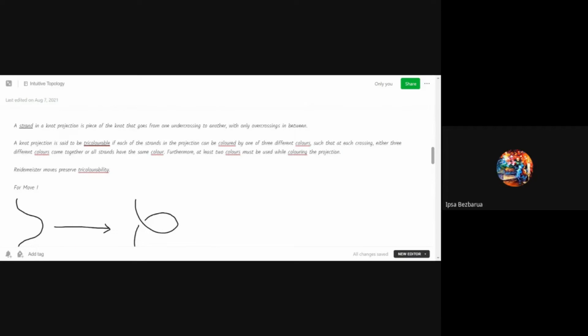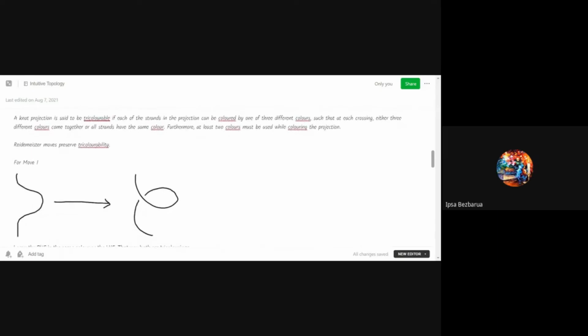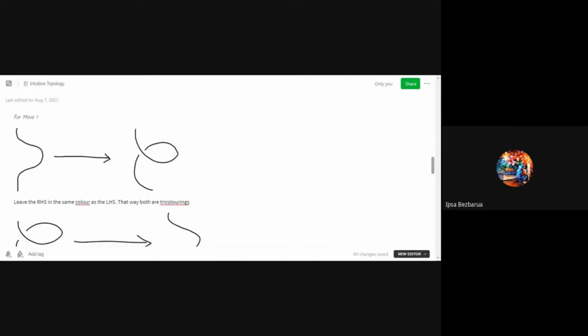And if Reidemeister moves preserve tricolorability, then tricolorability is not violated when going from one knot projection to another knot projection. So does that hold? And the answer is yes, as we shall see here. This is move 1, or rather both of these are move 1.